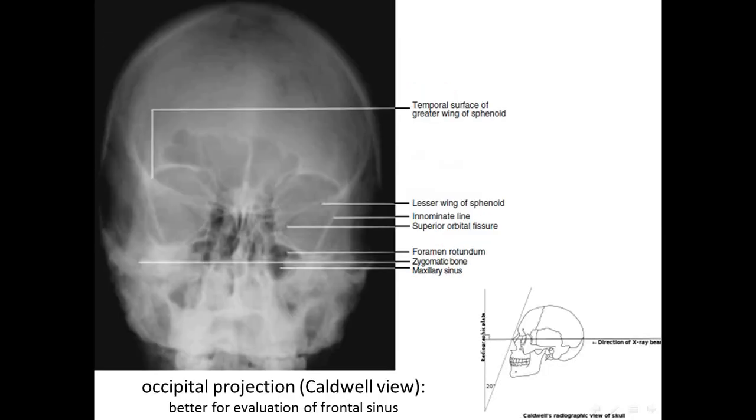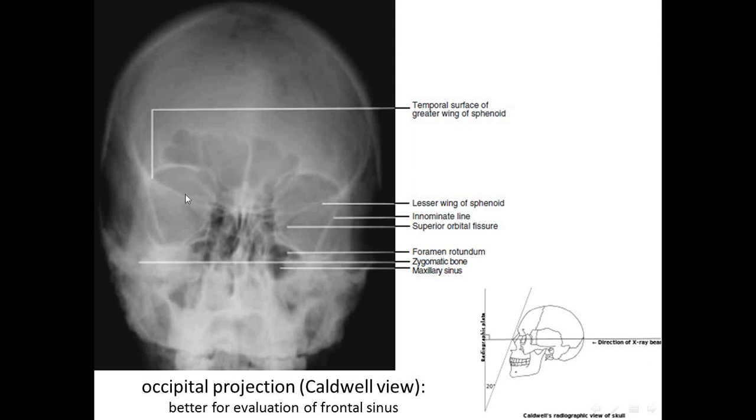This is an occipital projection, the caudal view. This view is better for the evaluation of frontal sinuses. This is the direction of X-ray beam. The difference between this projection and the previous projection is that in this projection the head is extended slightly to form approximately 20 degrees with the radiographic plate. Here we can see the frontal sinus.